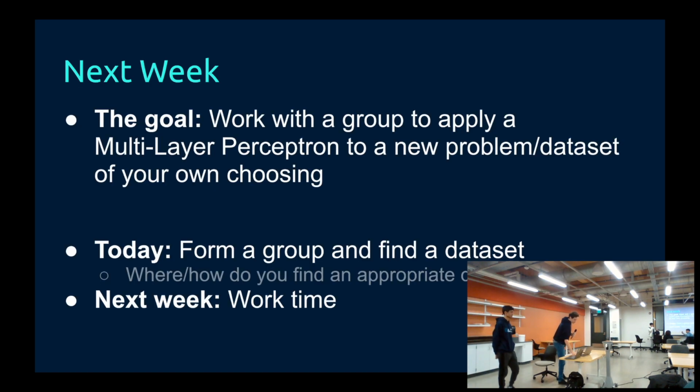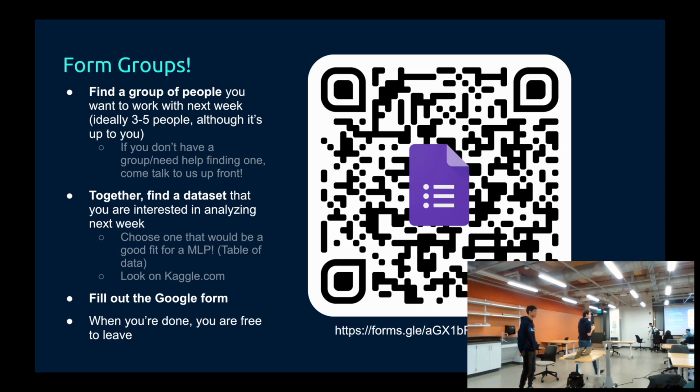What we want you to do is find a group with the people around you who you'd be interested in working with next week and fill out this little Google form. On this form, you're just going to put your group members' names and a Kaggle data set that you're interested in using. Go on Kaggle.com, find a data set that you think is interesting, and just send us the link. And we'll take a peek and make sure that it's appropriate.